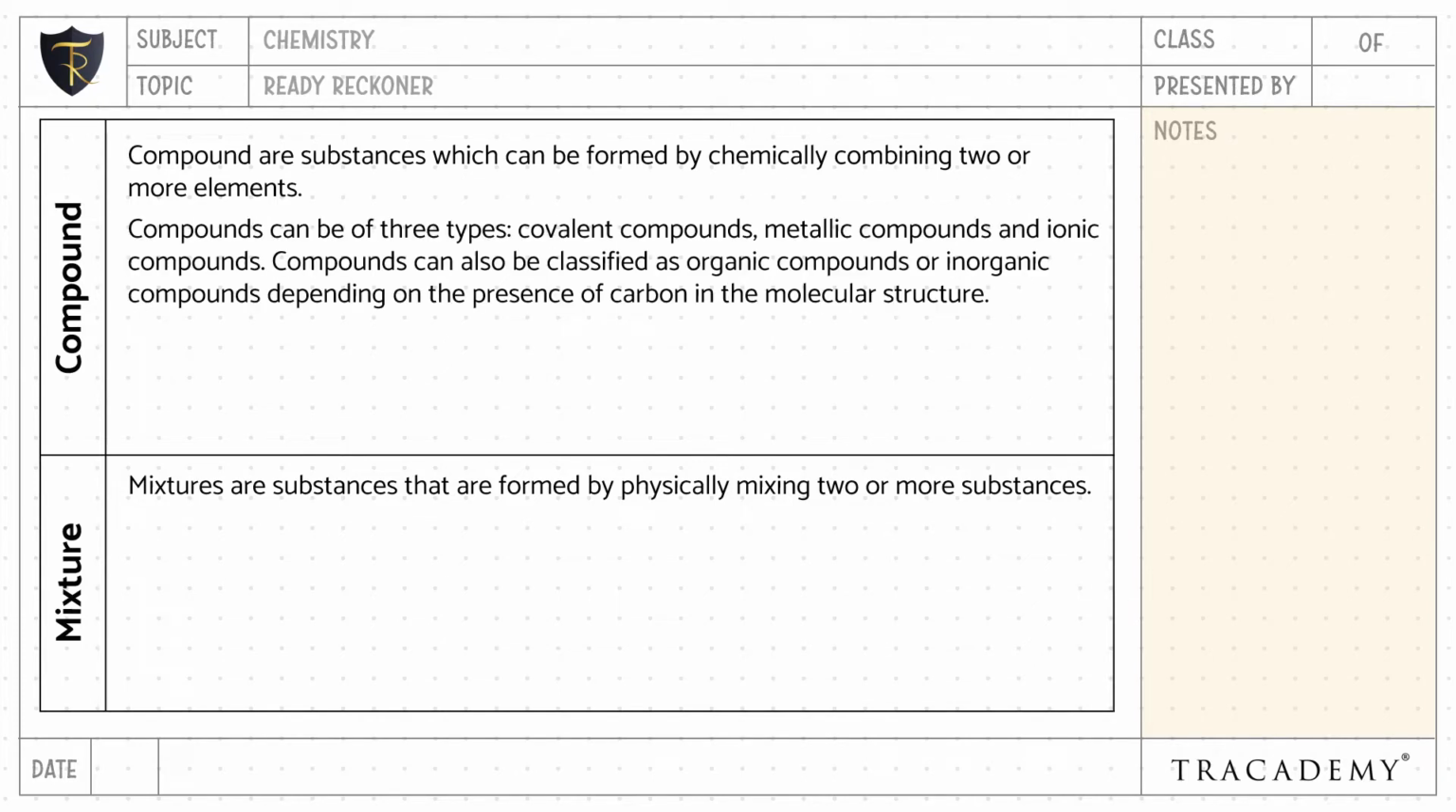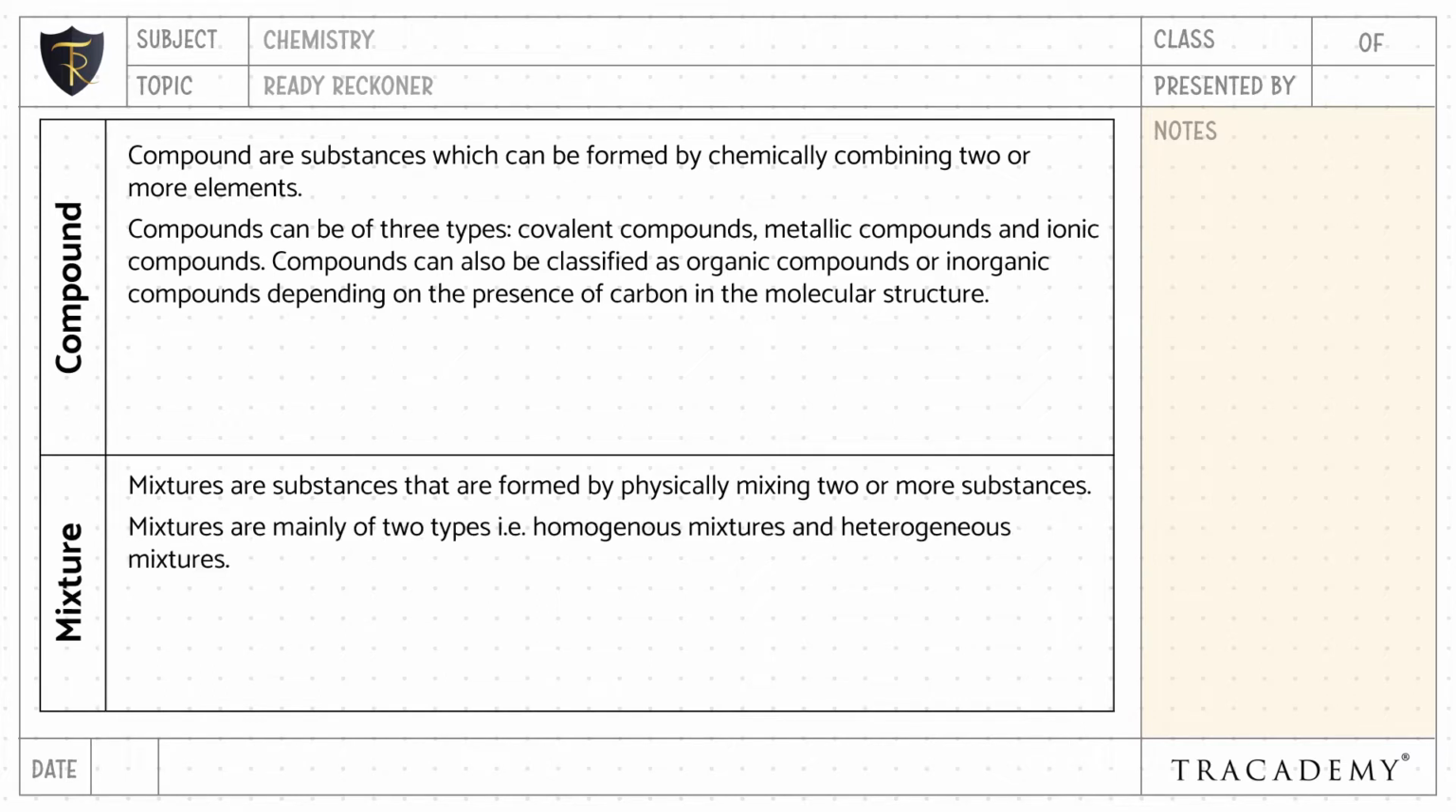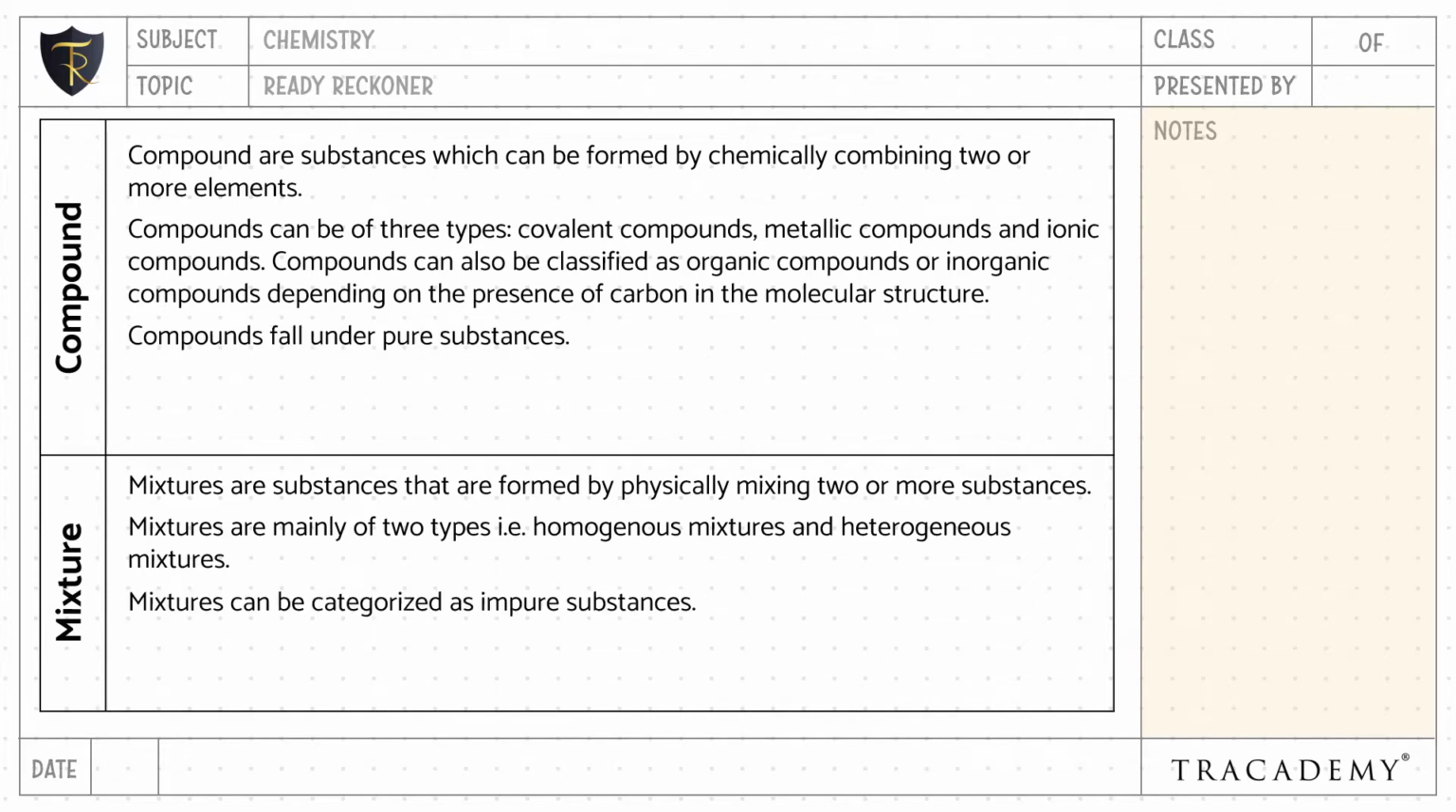Compounds can be of three types: covalent compound, metallic compound, and ionic compound. Compounds can also be classified as organic compounds or inorganic compounds depending on the presence of carbon in the molecular structure. Mixtures are mainly of two types: homogeneous mixture and heterogeneous mixture. Compounds fall under pure substance, whereas mixture can be categorized as impure substance.